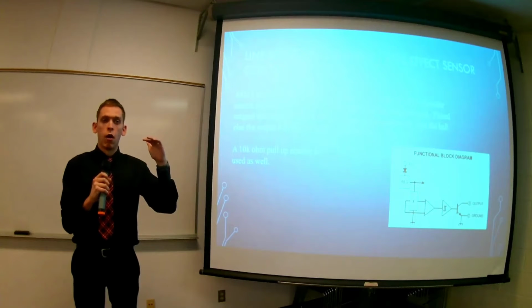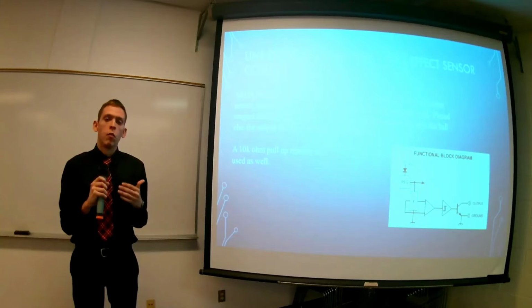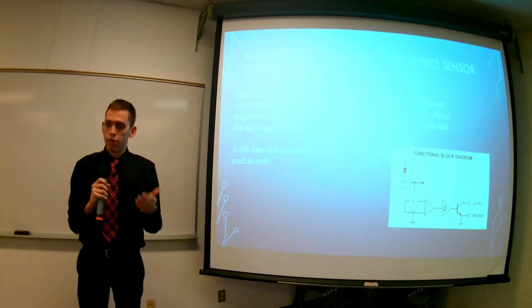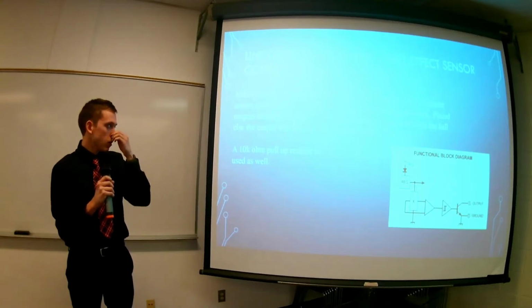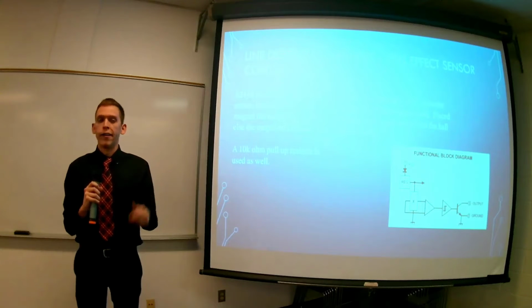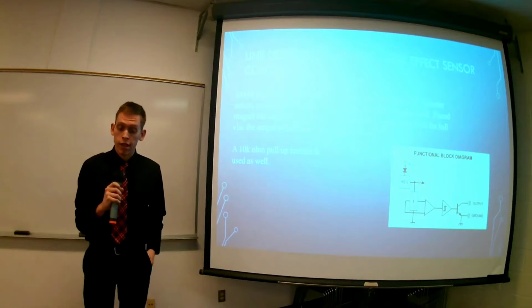And then the moment a magnetic field is detected, the output goes low. So that's how we're able to determine and count pulses in that manner, where we are at all times during our fishing depth. So we also ended up using a 10K ohm pull-up resistor to keep that output high when there was no magnetic field detected.